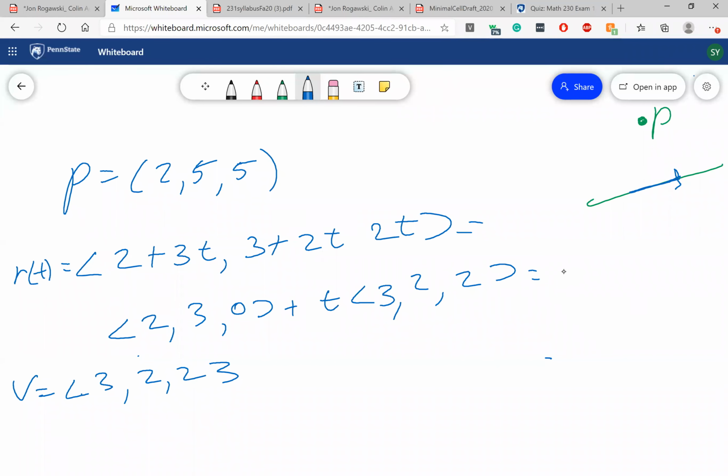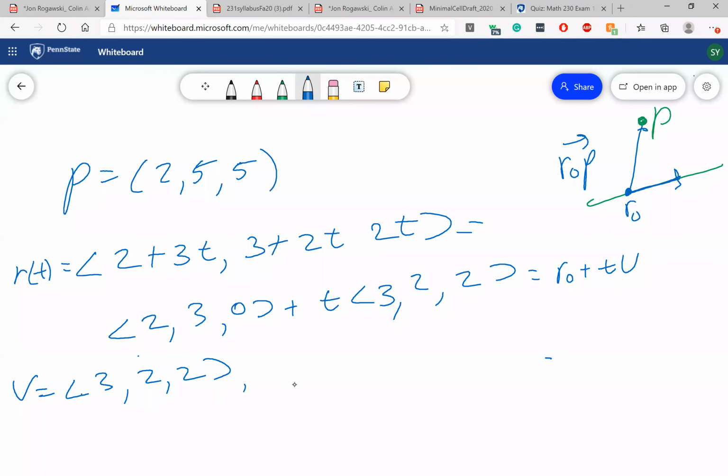So this is R0 plus tV. So that's one vector. And if the plane is going to contain this line, it's going to contain this vector, assuming I put the vector at R0. Okay. So now we want the vector from R0 to P. So we want the vector R0P. So that's the point P minus R0.